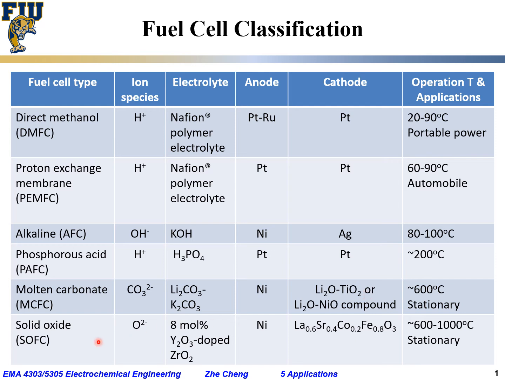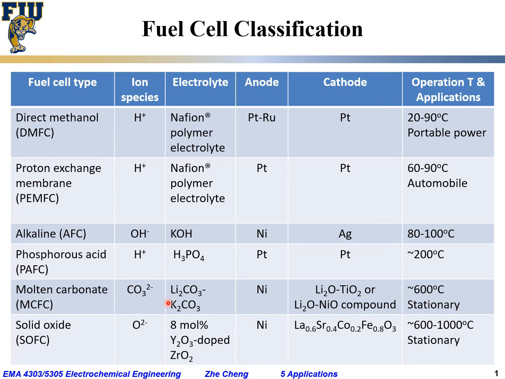The operation temperature is slightly higher than PEM fuel cell or direct methanol fuel cell or AFC, quite often around 200 degrees C. It can be a little bit lower, can be a little bit higher, depending on temperature and the gas atmosphere provided. The fifth type of fuel cell is called the molten carbonate fuel cell, MCFC, for fuel cell. In this case, the ion-carrying species would be CO3 2 minus.